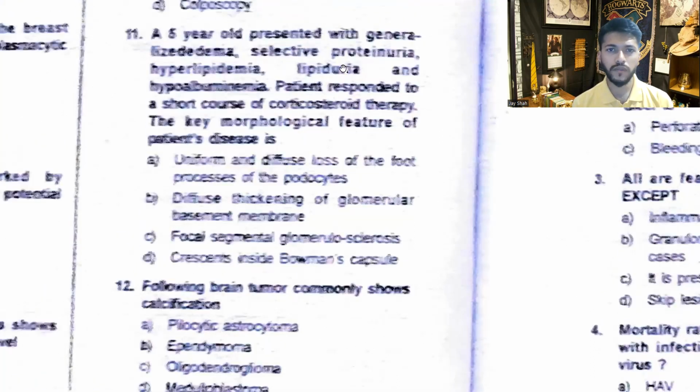5-year-old, generalized edema, selective proteinuria, hyperlipidemia, lipiduria, hypoalbuminemia. Classical nephrotic syndrome, response to steroid. Morphological feature, the name itself says it, minimal change disease, nephrotic syndrome. So what you will find is loss of podocyte foot processes. So uniform and diffuse loss of podocyte foot processes. That's the answer. The answer is A. Crescent, no. Crescent is seen in RPGN. Focal segmental, no. Diffuse thickening of basement membrane, no. That is seen in Goodpasture.